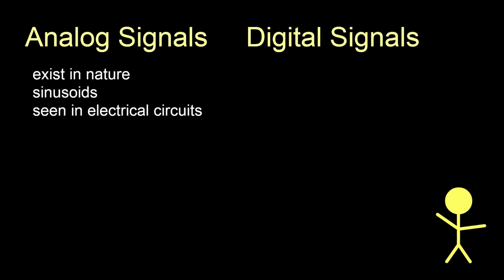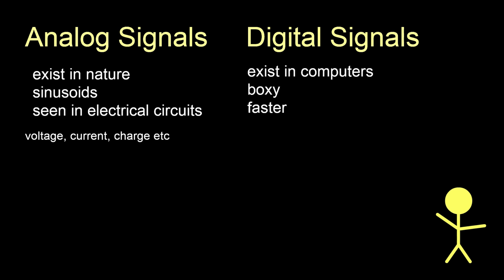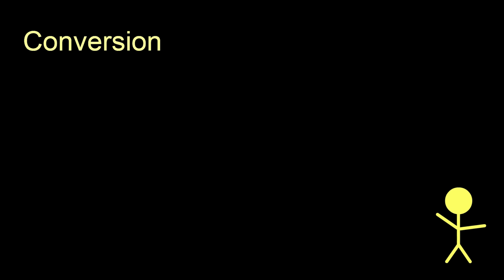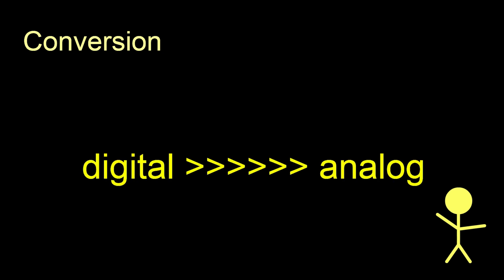Analog signals only exist in nature and they're often sinusoids. We usually see them in electrical circuits. Analog signal processing typically deals with voltage, current, or charge. Digital signals, on the other hand, exist in computers and are discrete, meaning they look boxy. They are much faster to process and more convenient. Digital signal processing is often used to enhance images, recognize and generate speech, compress data, etc. We often want to convert analog signals to digital because, as I've already said, digital is superior.